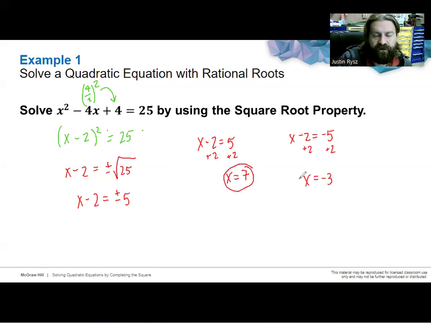Okay. So this is just another way algebraically we can figure this out. Now we could have subtracted that 25 over, set it equal to 0, and factored that problem. Let's just show you guys another solution, another way that we can do this.